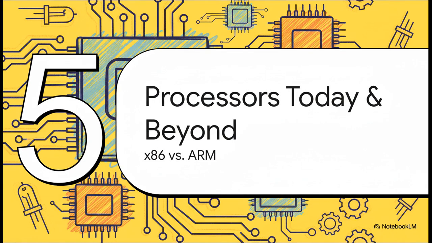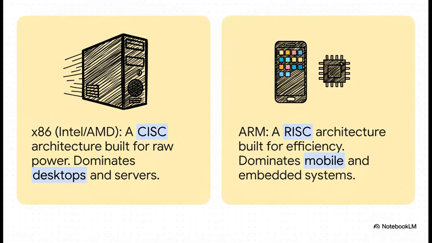All right, so let's bring it all back to today. How do these big ideas of architecture and organization play out in the gadgets we use every single day? Well, right now, it's mostly a tale of two different architectures, x86 and ARM. On one side, you've got x86 from Intel and AMD. It's what's called a complex instruction set. Think of it as being built for raw, maximum power. It's the king of desktops and servers.